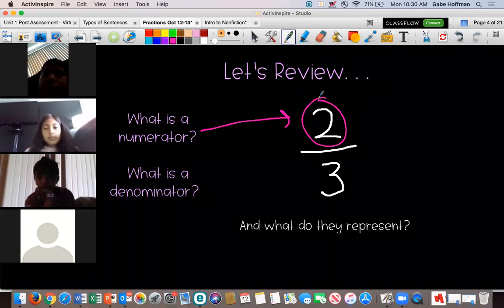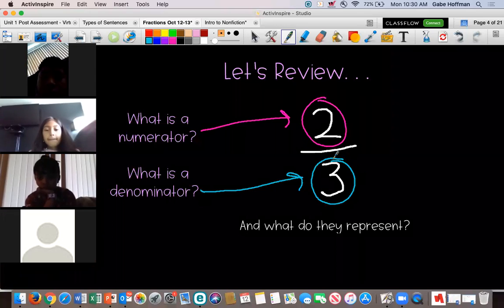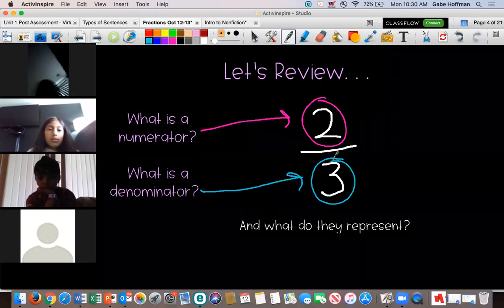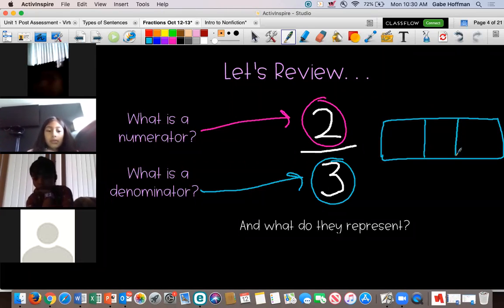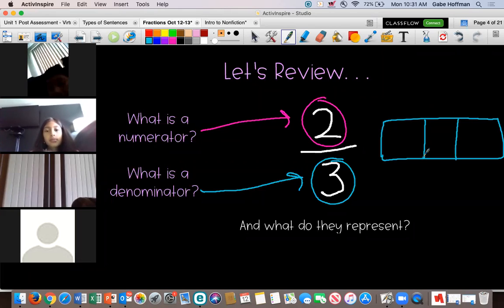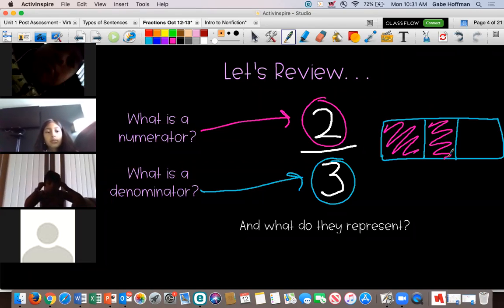And Cynthia, what is a denominator? How many equal parts there are in a whole? Good job. So you guys told me what they are and what they represent. So 2/3, if we were to draw that out, we would separate into 3 equal parts, and then the numerator tells us that we would shade in 2 of those 3. Good job, guys.